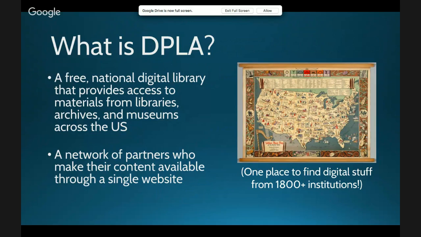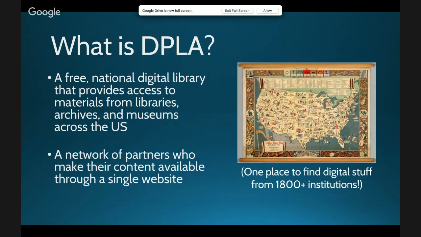So Digital Public Library of America, or DPLA, as I'm going to call it for the rest of the presentation, is a free national digital library that provides access to materials from libraries, archives, and museums across the US. So we're a nonprofit. We have an office located in the Boston Public Library. The Digital Public Library of America is essentially a website, and it is free to use, no subscription or registration required. And it is essentially a referral point for people to be able to find the digital content that lives on library, archive, and museum websites all across the country.